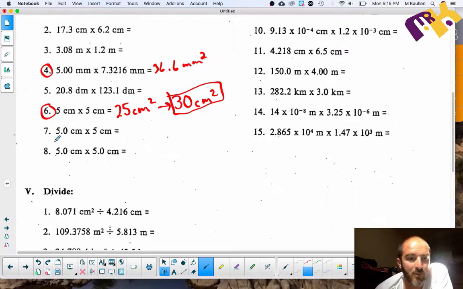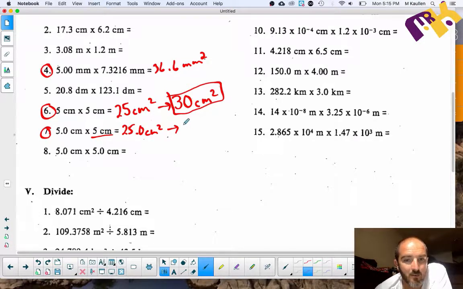All right, like in number 7 here, we have 5.0 times 5. We're still going to get 25.0 centimeters squared for an answer. However, we're restricted by the number with the fewest sig figs. So we can only have 1 in our answer. So that's going to round the 2 up to a 3. This will also be 30 centimeters squared.